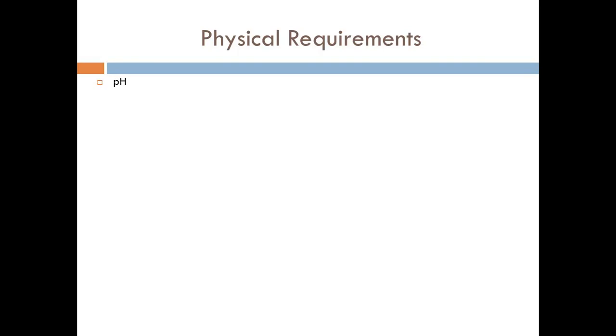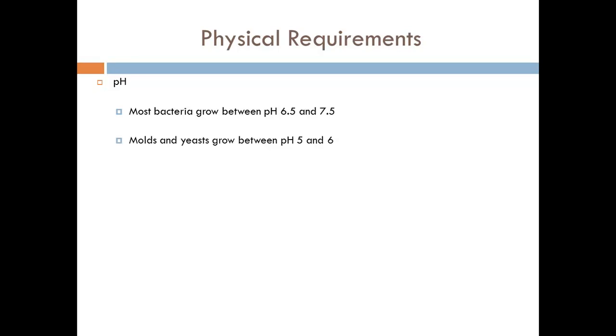pH. Organisms have ranges of acidity that they prefer and can tolerate. Most bacteria grow between a pH of 6.5 and 7.5. Fungi, as a group, tend to be more acid tolerant than bacteria. So molds and yeast grow between pH of 5 and 6.